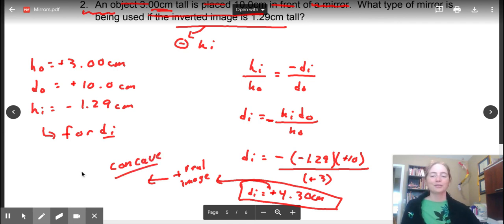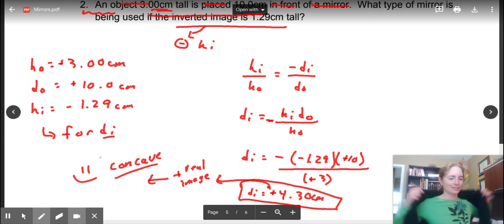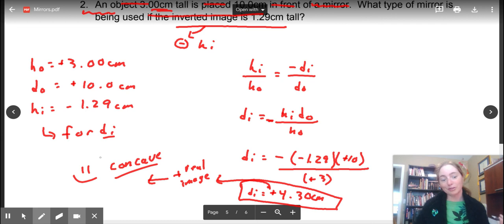Okay, so if you want, you can go and calculate F if you would like, but I wouldn't, because we already have our answer. And in order to get F, you'd have to get DI. So don't make life harder for yourself than it already is. You don't need to go into an extra step unless you really want to.